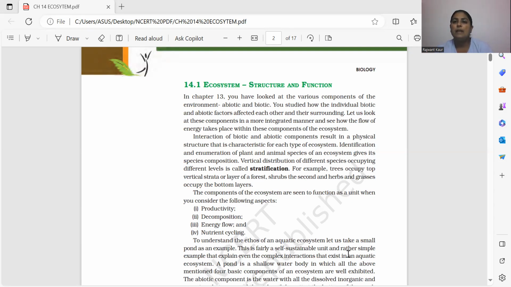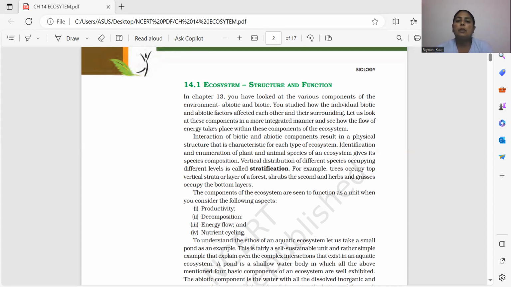Then we have decomposition. As you know, the dead remains of plants and animals further undergo the process of decomposition, and the nutrients present in these dead remains are finally released by the decomposers. So these decomposers also play a significant role here. Then we have energy flow. In every ecosystem, there is a flow of energy from one trophic level to the next trophic level. Then, when the breakdown of complex organic matter into simpler matter takes place, certain nutrients are released. The recycling of these nutrients takes place between the different trophic levels, and finally these nutrients get stored in the soil and become available for the growth of plants.